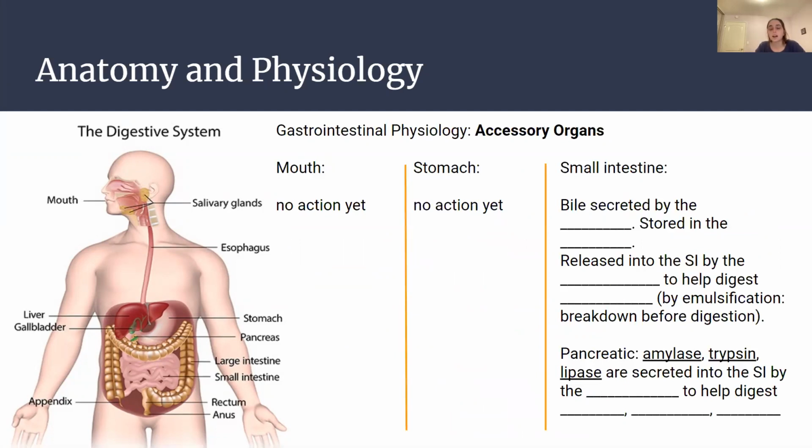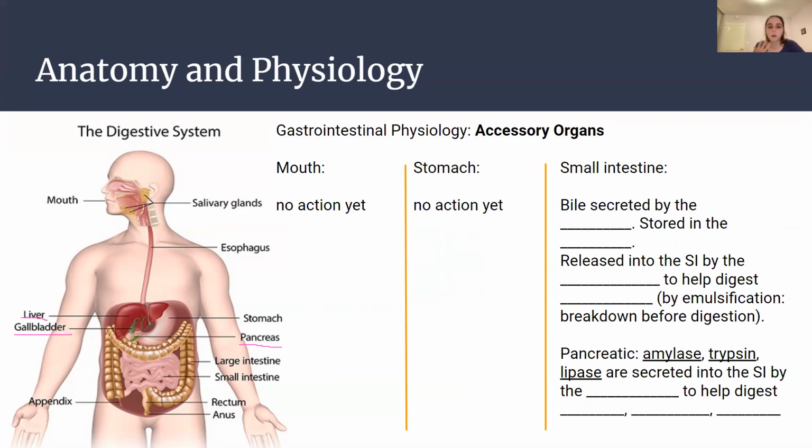So that concludes talking about the alimentary canal, what goes on within the organs of the alimentary canal to promote digestion. So now let's take a look at how our accessory organs, our liver, our gallbladder, our pancreas, what role do they play in digesting our food?